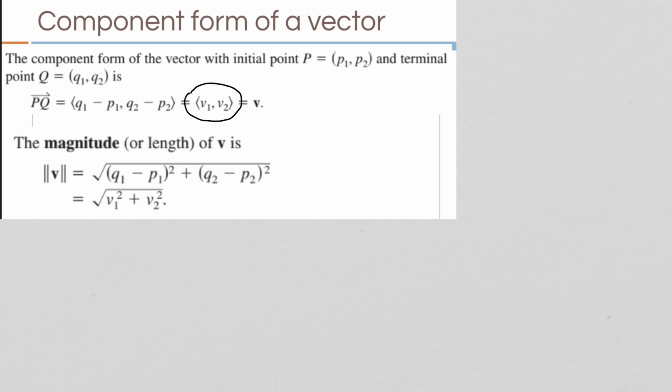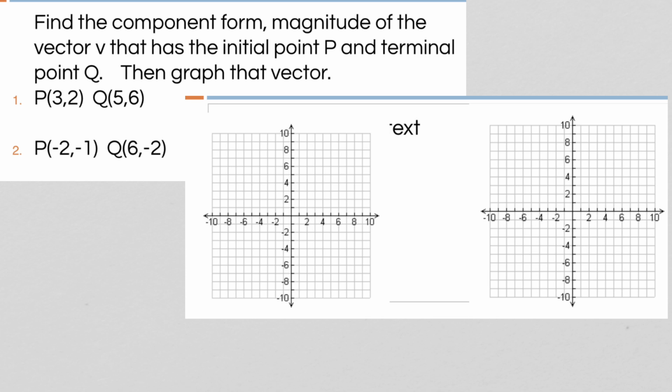The magnitude or length of a vector, this is the symbol that represents magnitude. It looks like an absolute value, but it's 2 bars going up. And it's the square root of taking my subtraction piece and squaring it, plus taking my Q2 minus P2 and squaring it, do the square root of that. So we're going to look at a couple of examples here.